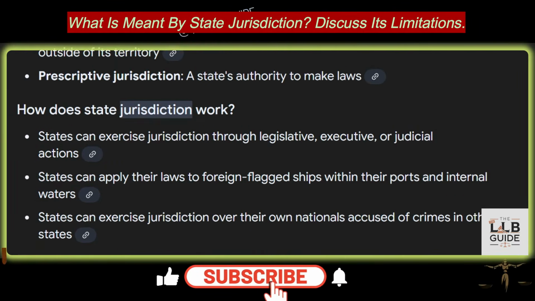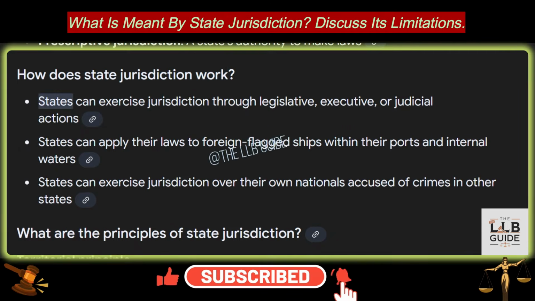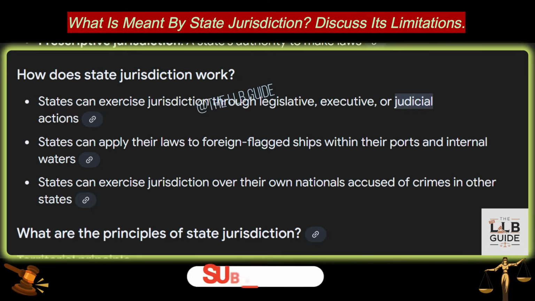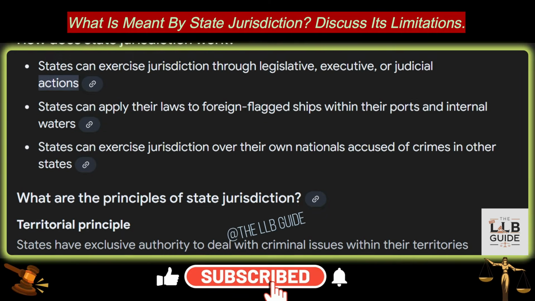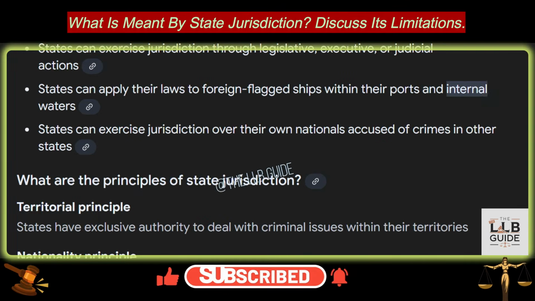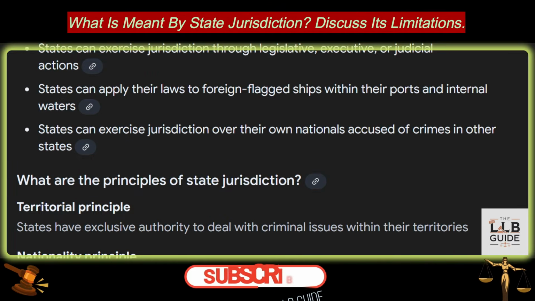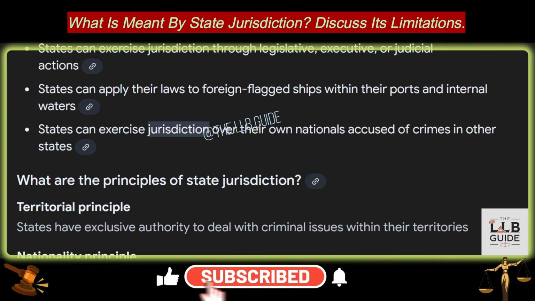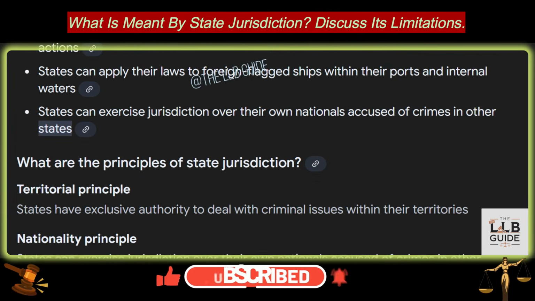How does state jurisdiction work? 1. States can exercise jurisdiction through legislative, executive, or judicial actions. 2. States can apply their laws to foreign flagged ships within their ports and internal waters. And 3. States can exercise jurisdiction over their own nationals accused of crimes in other states.